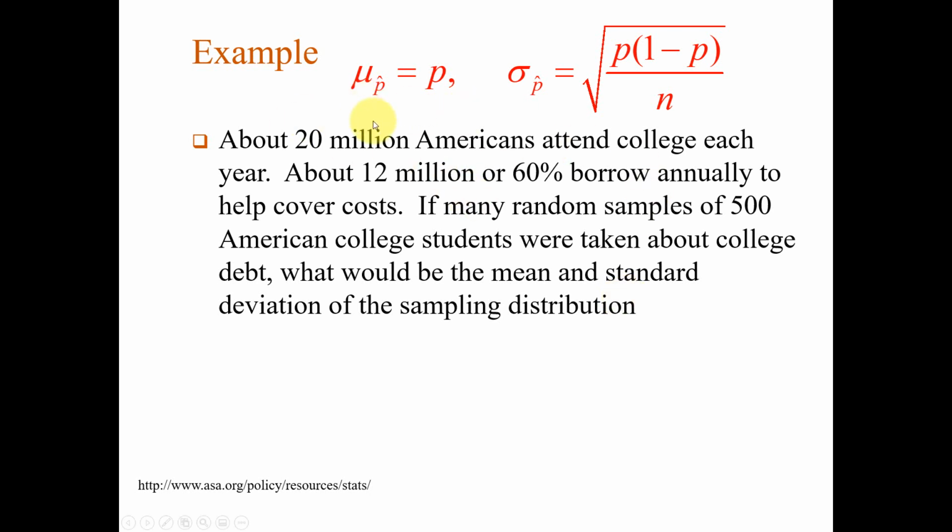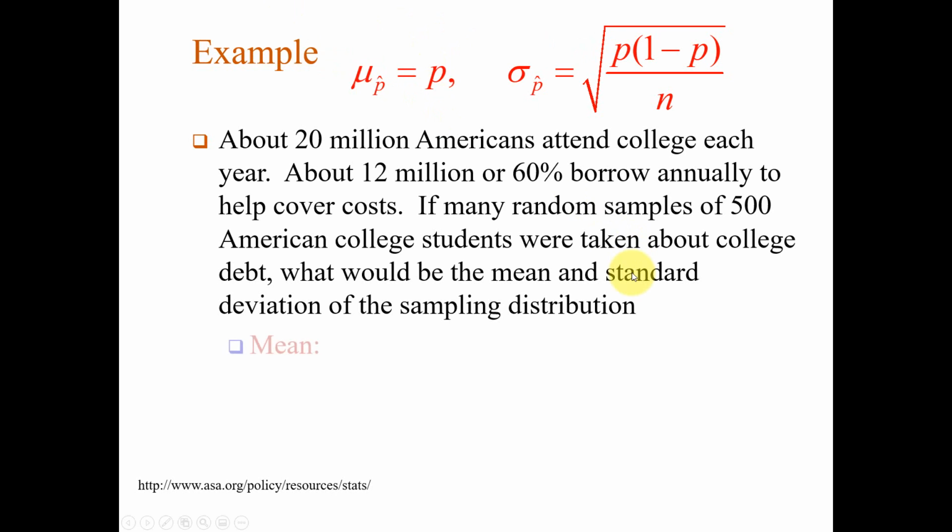So another example, 20 million Americans attend college each year, and 12 million of them, or 60%, borrow to cover the costs. If many random samples of 500 American college students were taken about the college debt, what would the mean and standard deviation of the sampling distribution be? So I recommend that you pause the video right now to figure these out using these formulas. Well, this one isn't really much of a formula, but you can figure that out.